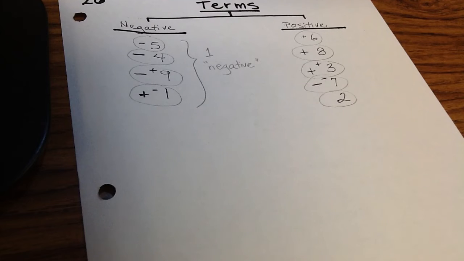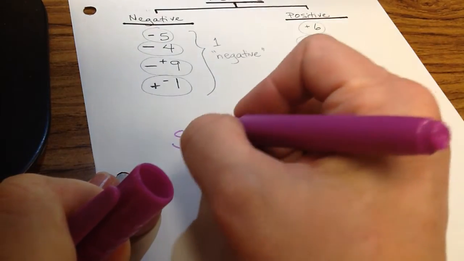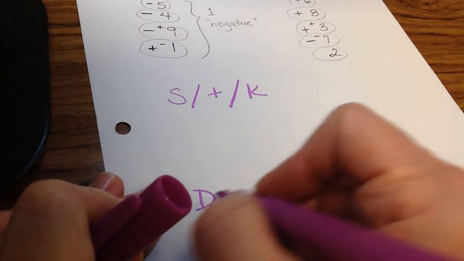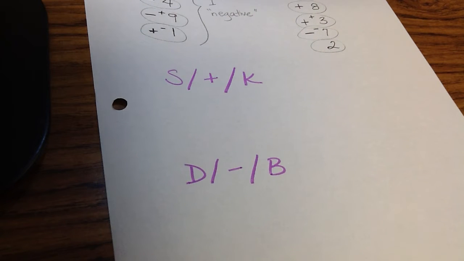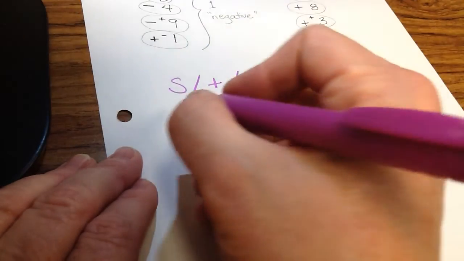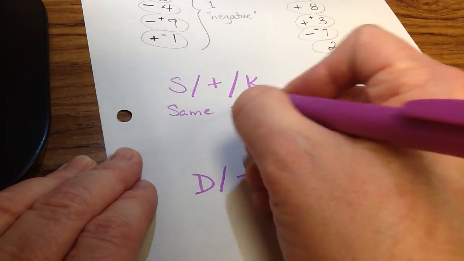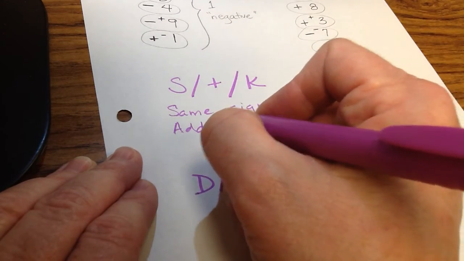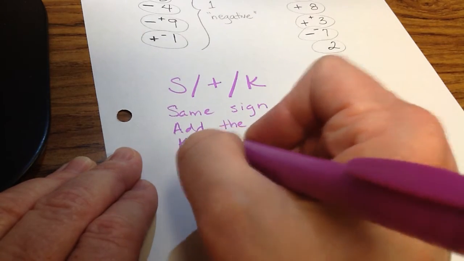Now, the rules are pretty straightforward. There are two of them. That's one rule. And that's the other rule. It's abbreviated really fast so that we can write about it and talk about it. But this stands for same sign. Add the numbers. Keep the sign.